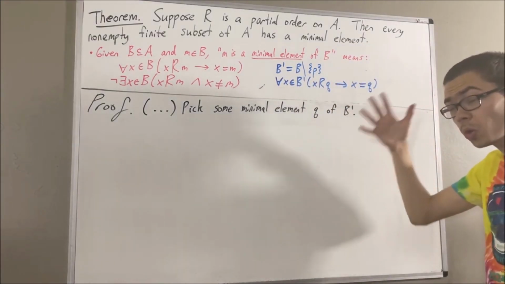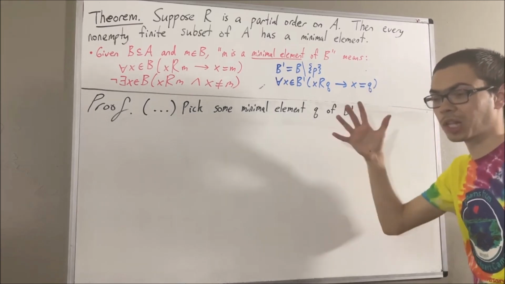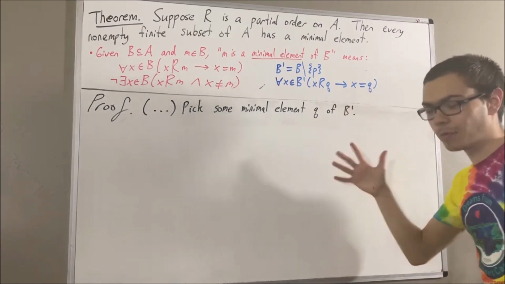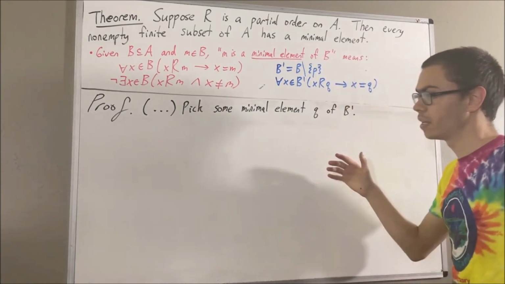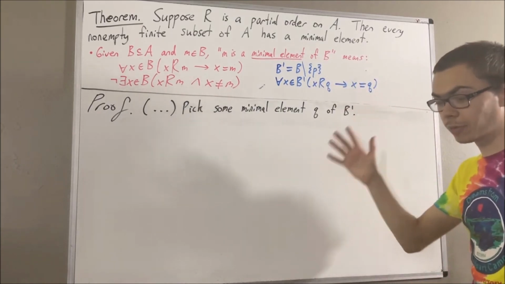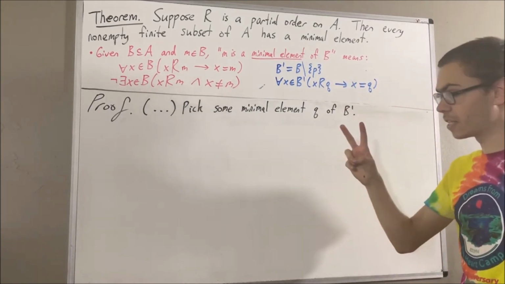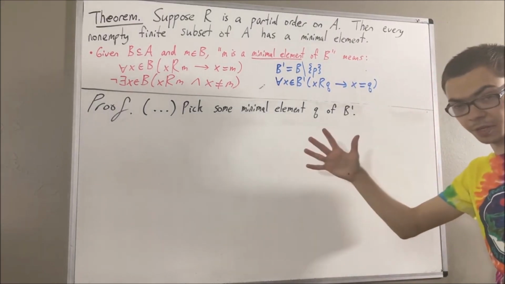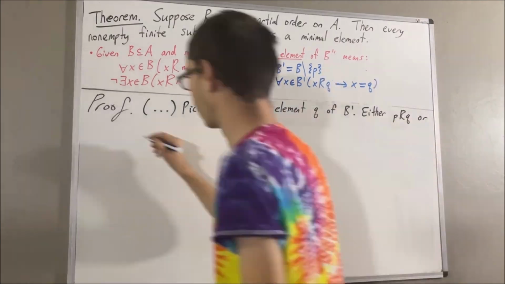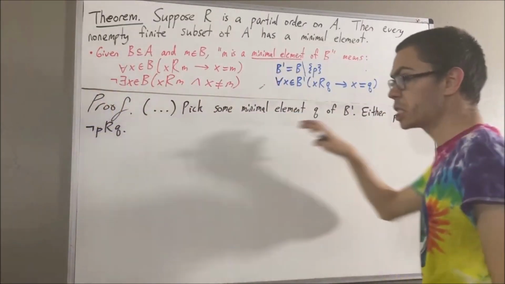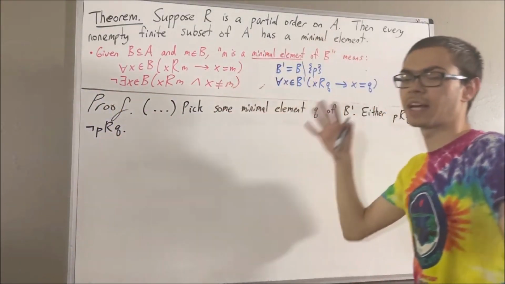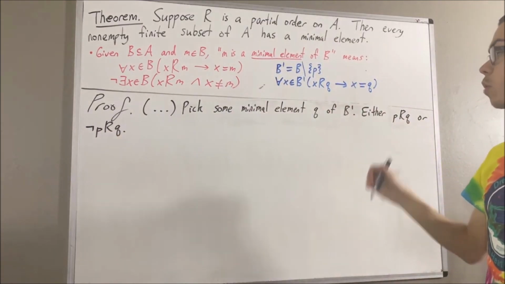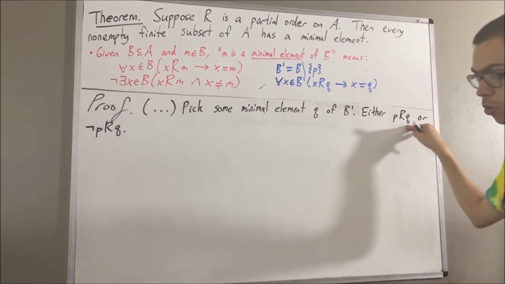Remember, the whole goal is to show that B has a minimal element. If we can show that, that will complete the induction step. And to show that B has a minimal element, we're going to consider two cases, either PRQ or not PRQ. And in each case, we're going to show that B has a minimal element. Let's start with case 1, where PRQ holds.